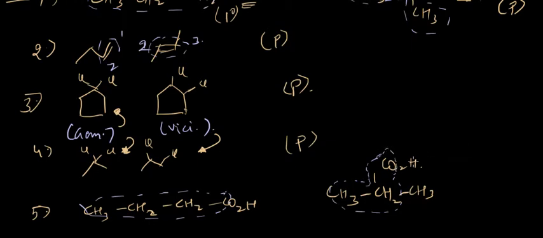If this is the parent carbon chain, how many carbon atoms are there in it? 4. And how many carbon atoms are there in this parent carbon chain? 3. So is it an example of positional isomerism? No. Why? Because the parent carbon chain is changing. The number of carbon atoms in the parent carbon chain in the two compounds is 4 and 3. Hence the parent carbon chain is not remaining the same. That's why it is an example of chain isomerism and not positional isomerism.